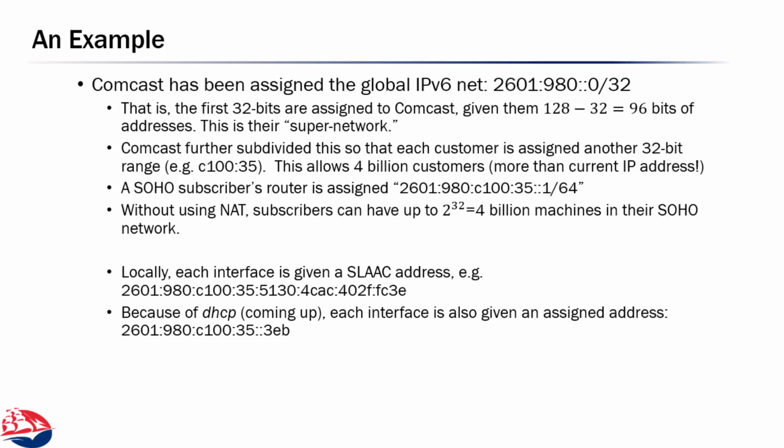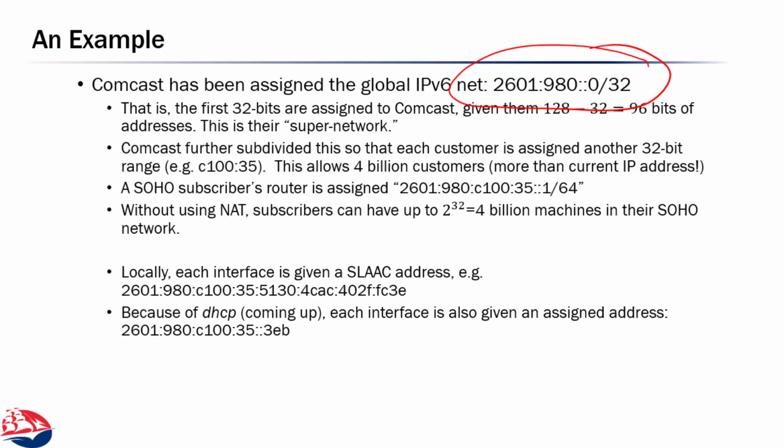As an example of how all this works, I said Comcast has been assigned a SuperNet. So it has 2601:980:0/32. What that means is the first 32 bits are assigned to Comcast, and that gives them 96 bits of addresses, or 2 to the 96th unique addresses that they can give out within their subnetwork. So as far as the world is concerned, to get to any Comcast device, I only need to route to that one destination.